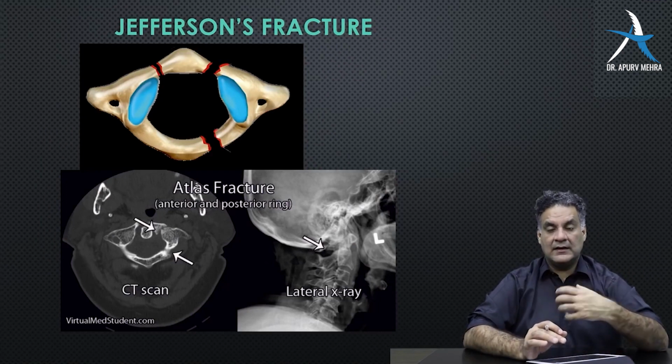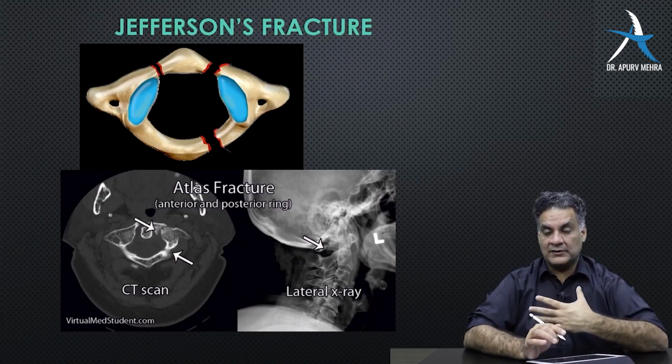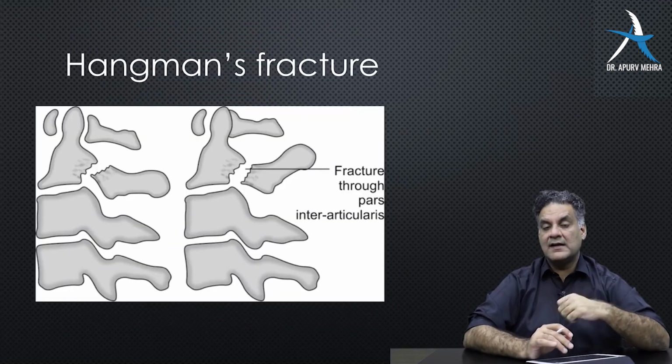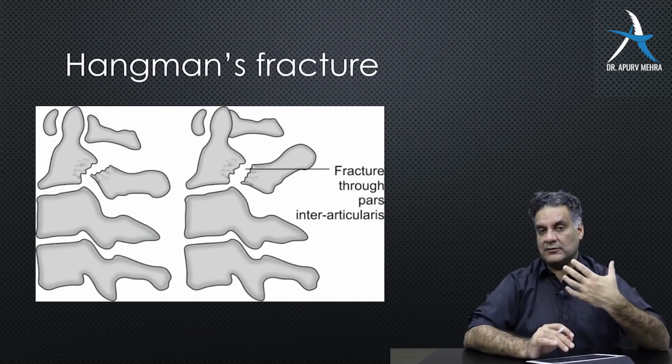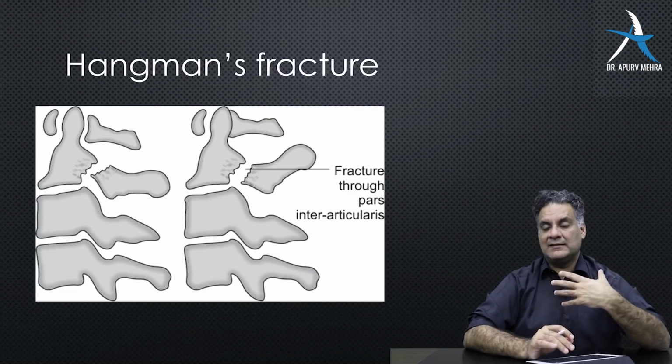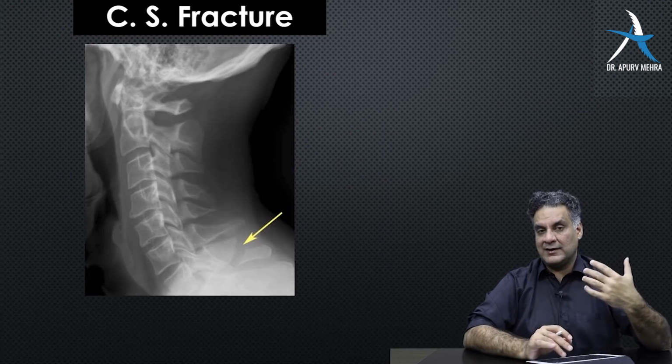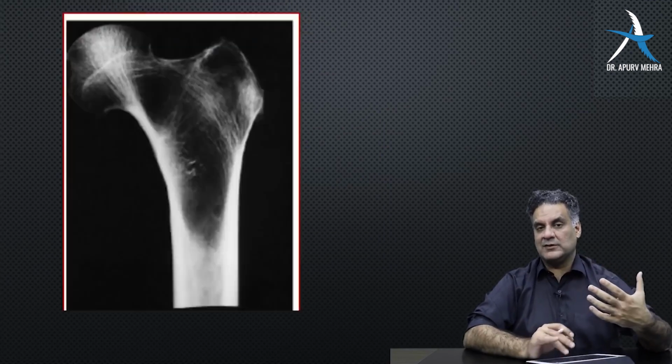Some common fractures. Jefferson's is a fracture of atlas. It is a vertical compression injury where a comminuted fracture occurs. Hangman is a slip fracture of C2 over C3. It's a slip of one vertebra over the other, called spondylolisthesis. Clay-Shoveler's fracture is the fracture of lower cervical and upper thoracic spinous process. If you have to choose one, C7 spinous process is the commonest.